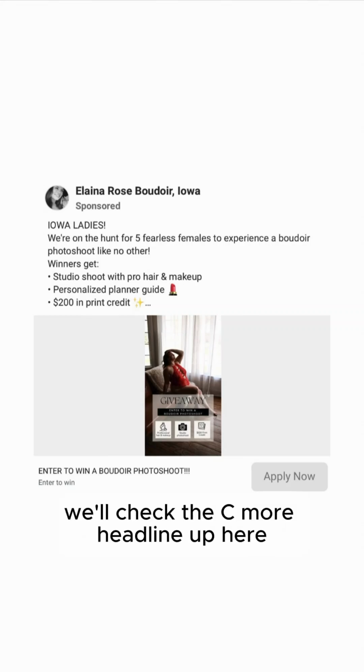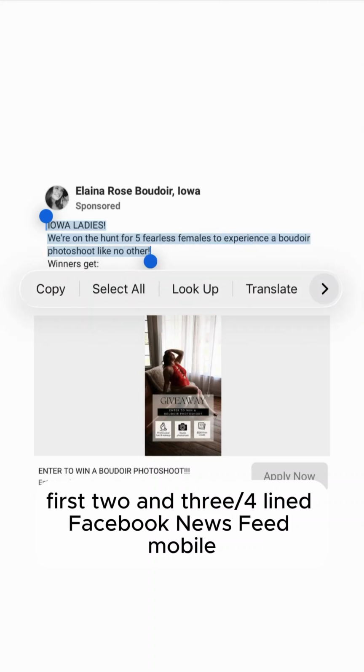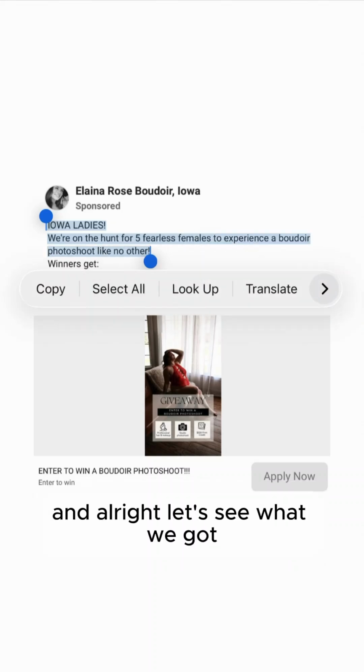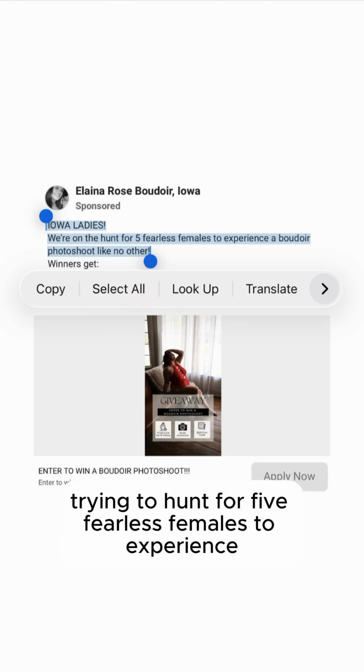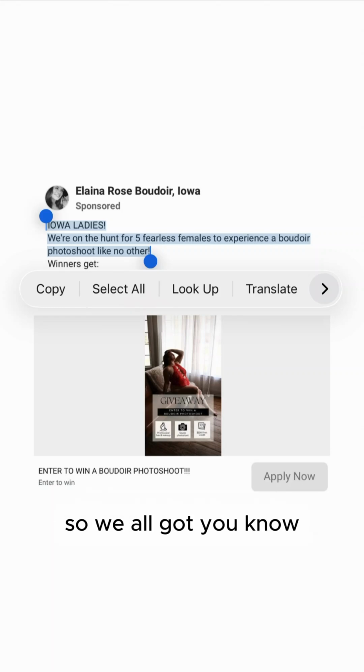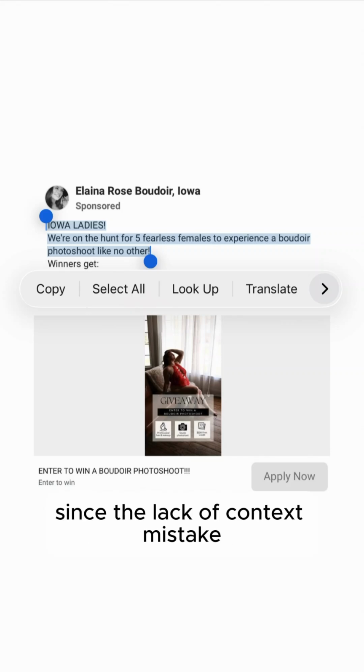All right, finally, we'll check the see more headline up here, first 2 3/4 lines, Facebook newsfeed mobile. All right, let's see what we got. All right, well, ladies are on the hunt for 5 fearless females experiencing Boudoir photos she liked. All right, so we only got maybe one piece of relevant context here. So it's the lack of context mistake.